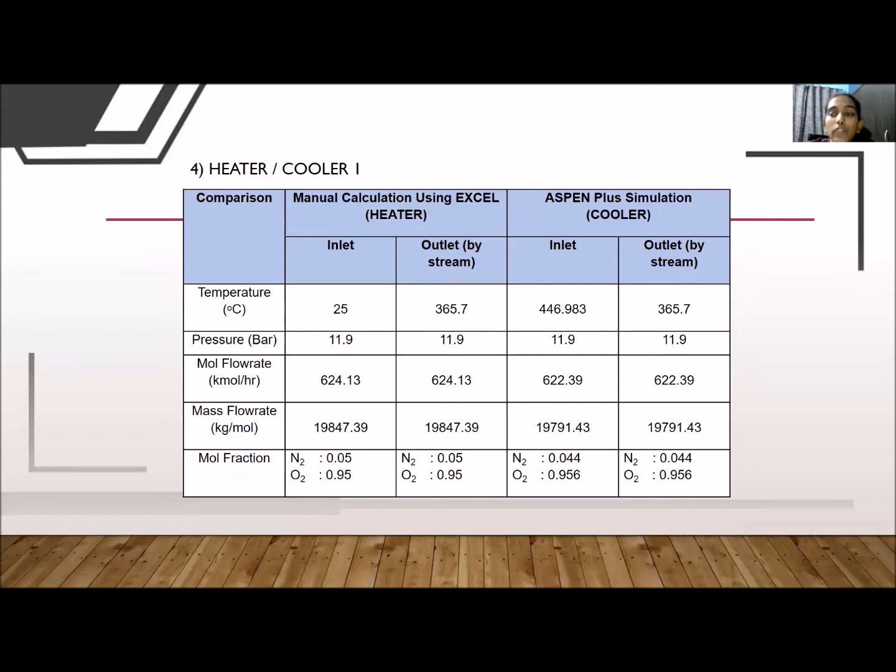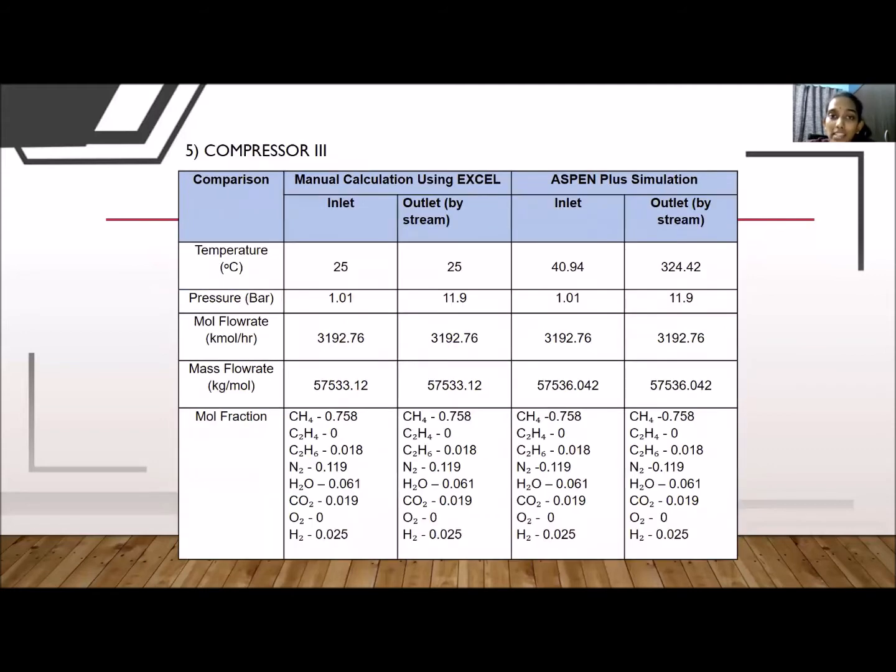Now, moving on to the next unit, which is the compressor. The two compressors used earlier are for the oxygen stream. However, this compressor is used to increase the pressure of the natural gas stream. The natural gas stream is increased from atmospheric pressure to 11.9 bar. And also, again, the isentropic compressor in Aspen simulation causes the temperature to increase in the outlet stream.